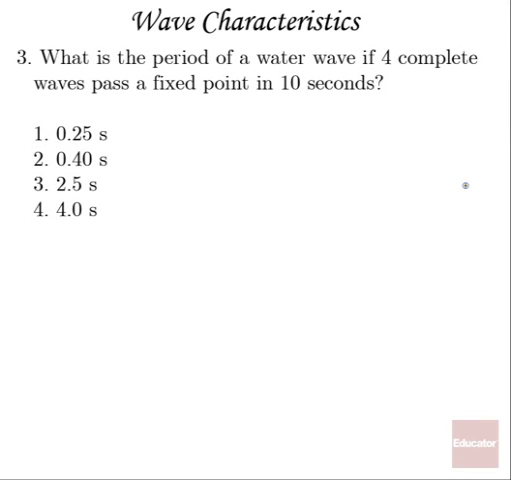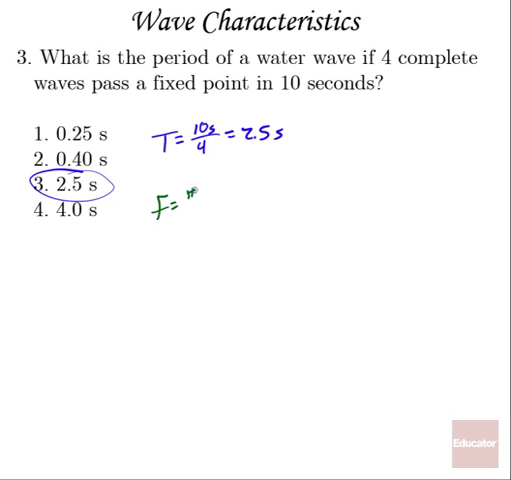Number 3, what is the period of a water wave if 4 complete waves pass a fixed point in 10 seconds? Well, period is the time it takes for one wave. So if we have 10 seconds for 4 waves, that would be 10 over 4, or 2.5 seconds per wave. Correct answer number 3.